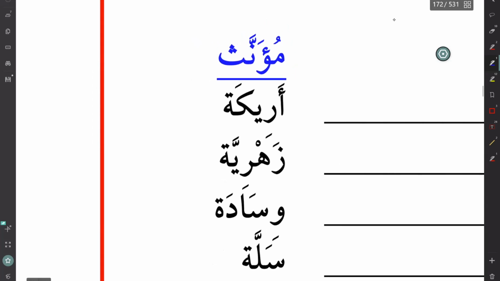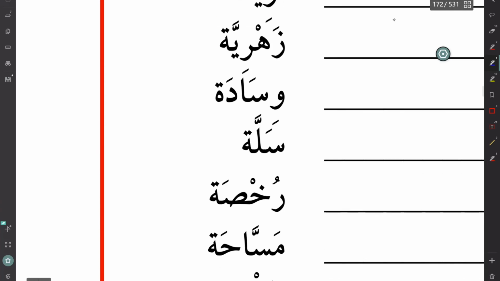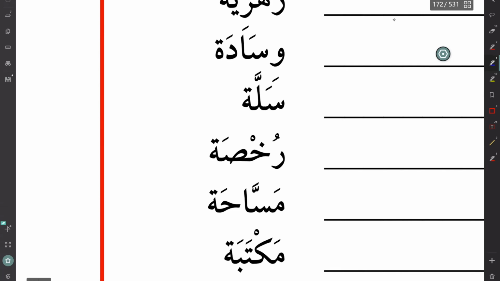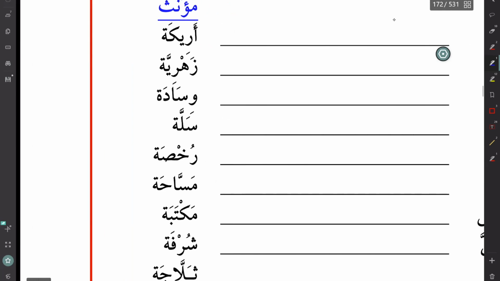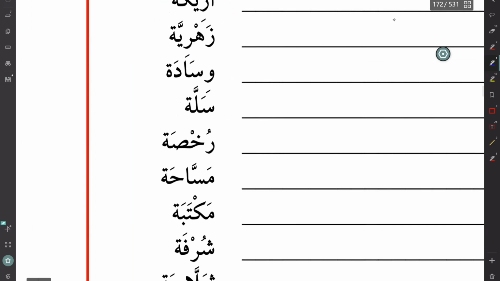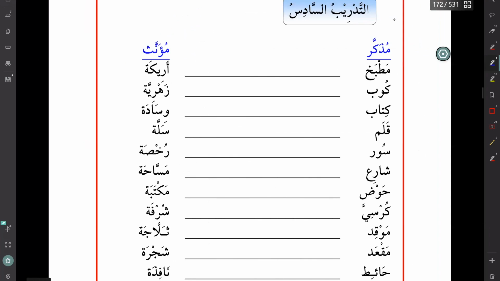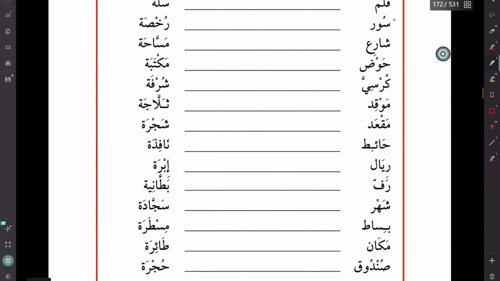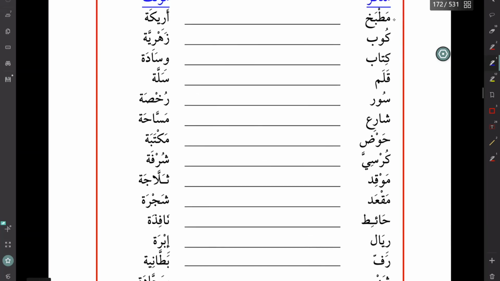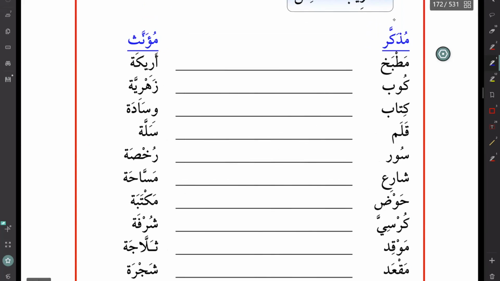Here we have arika. Arika is what? Sofa. Then we have zahriya. Remember the flower vase? Wisada, which is the pillow. Salla, rukhsa, license. We have seen all of these words before, right? So all of these words are what? Are feminine. Why? Because they have ta marbuta at the end. So you should be able to very comfortably identify the words that are masculine and the words that are feminine.